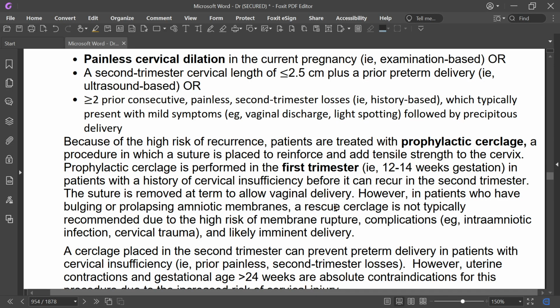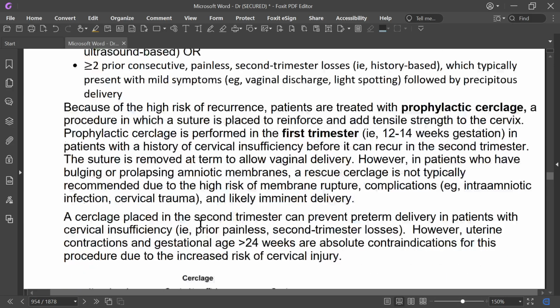The suture is removed at term to allow vaginal delivery. However, in patients who have bulging or prolapsing amniotic membranes, a rescue cerclage is not typically recommended due to the high risk of membrane rupture, and complications are intraamniotic infection and cervical trauma.